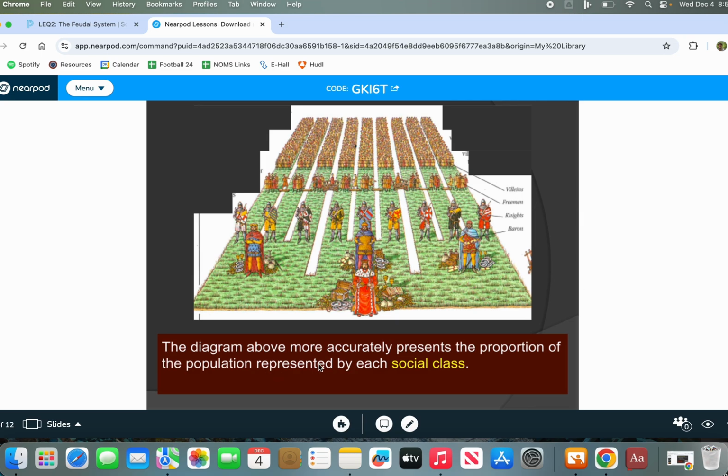Okay. So the diagram above more accurately presents the proportions of the population represented by each social class. When you're looking at this, you might see, oh, it's a lot of people. But in reality, if you look more deeply into it, it changes a lot. So you have the king. You have your barons. Then you have your knights. Then you have your freemen. These are like merchants that travel a lot. Then finally, you have your peasants, people that are your commoners that live on the streets.